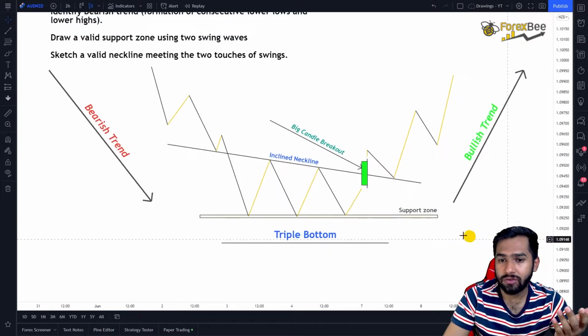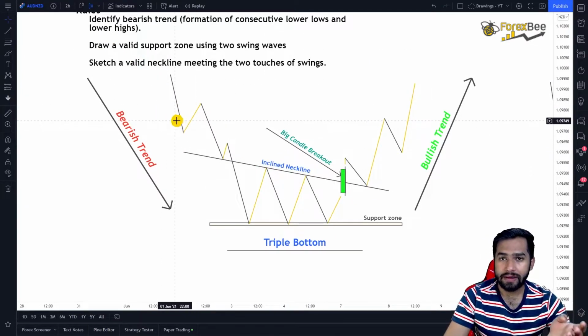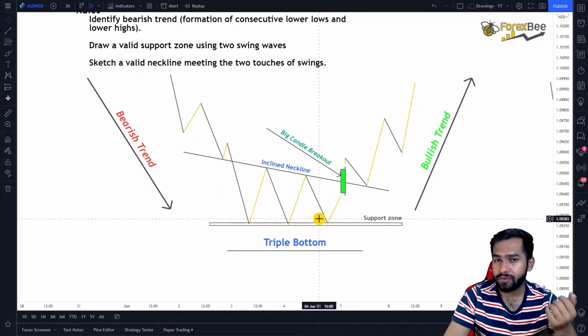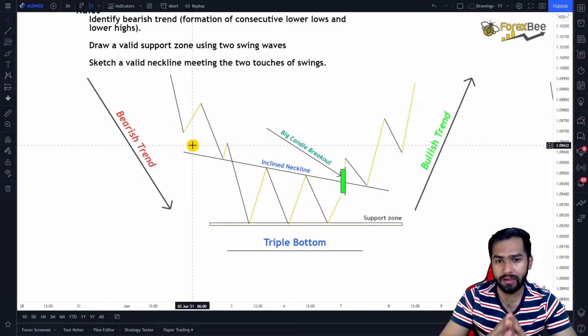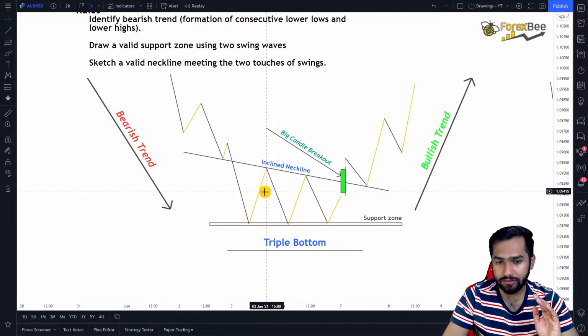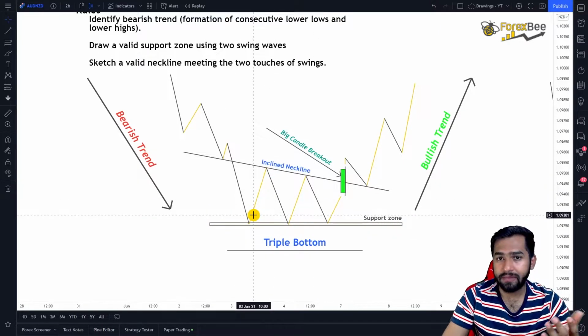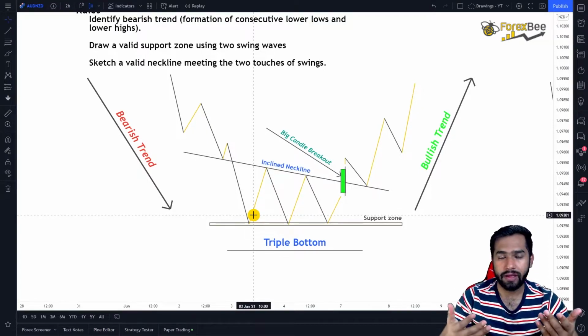So let me just go through the psychology. While the prior trend in the market is bearish before the formation of the triple bottom pattern, the sellers are in full control of the market. But when we see the support forming and these touches happening, that means now the buyers are coming into the market and they're willing to buy. So they're holding up the sellers and price is not going down anymore.